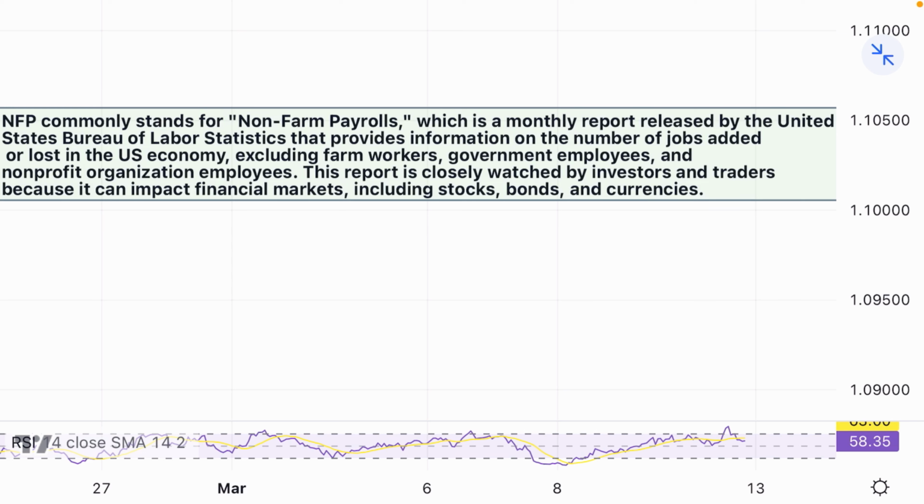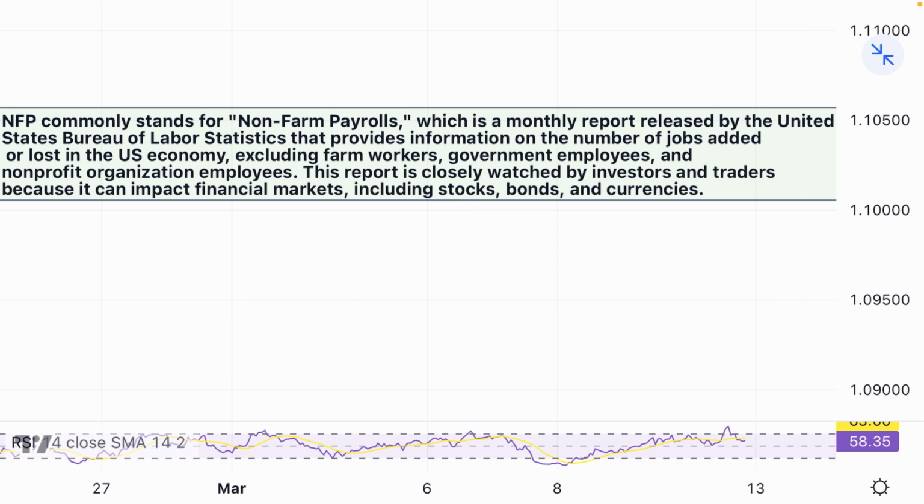NFP is an abbreviation for non-farm payroll. NFP is released on the first Friday of each new month from January to December. Each Friday of each new month, NFP is released.